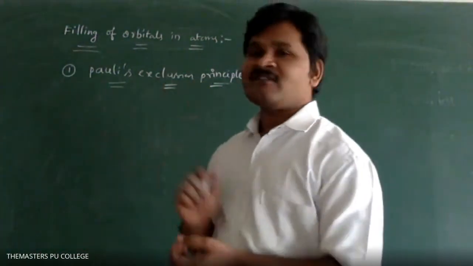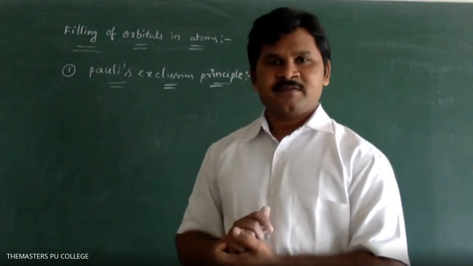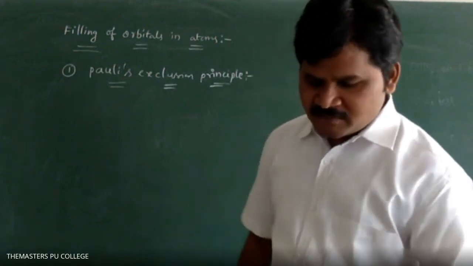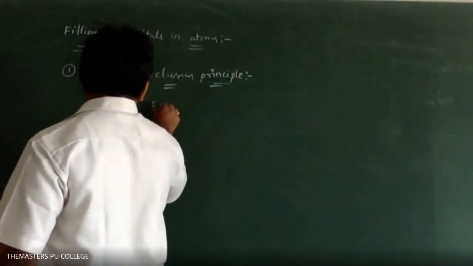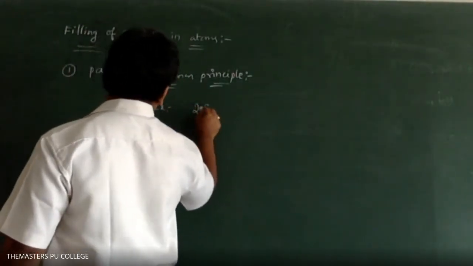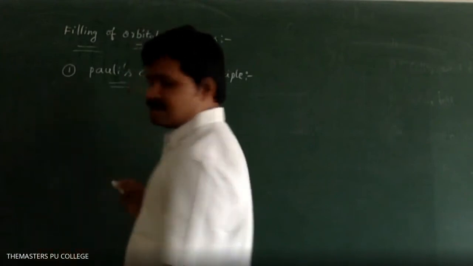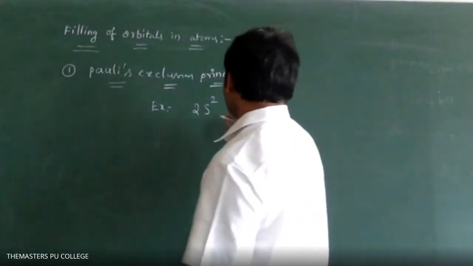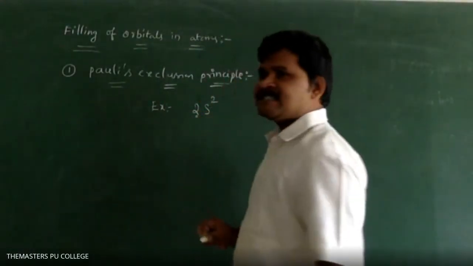That is the statement of Pauli's exclusion principle. Say for example, now I will take the 2s orbital. Example, I will take 2s², like this. So what does this 2 indicate?